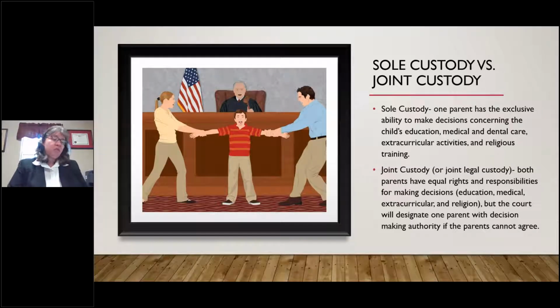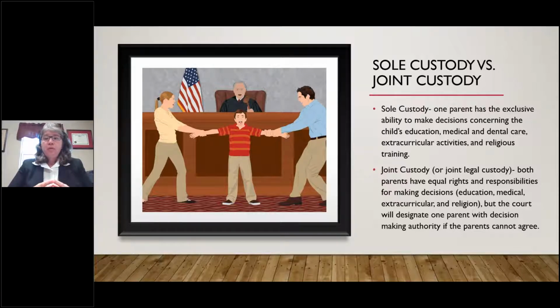So the terms sole custody and joint custody. Sole custody is when only one of the parents or one person has the right to make decisions for the child. And usually there's 4 categories that the court looks at that the person would be making decisions for, and that would be education, medical, extracurricular, and religious training.